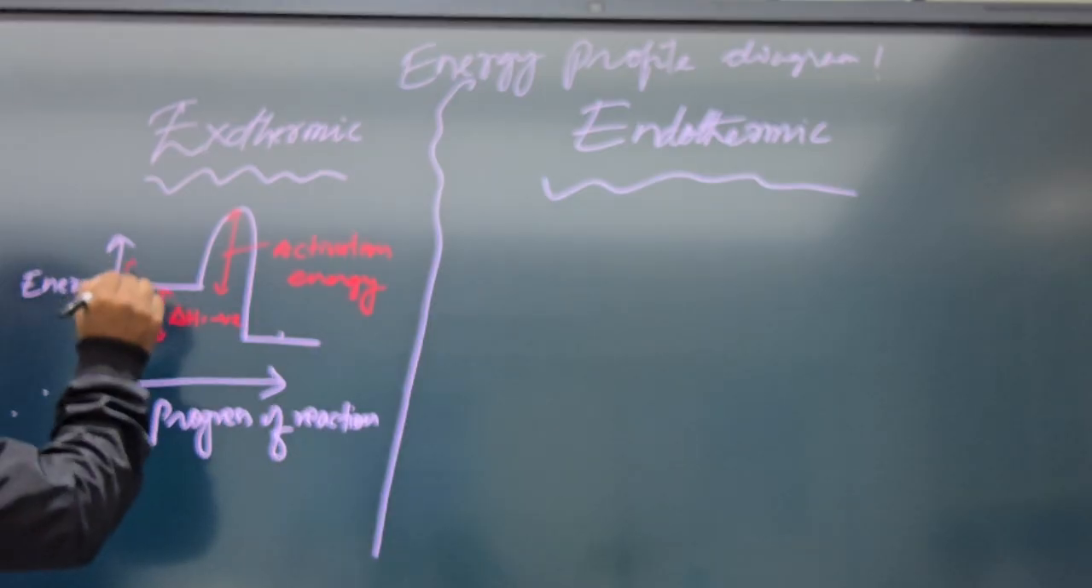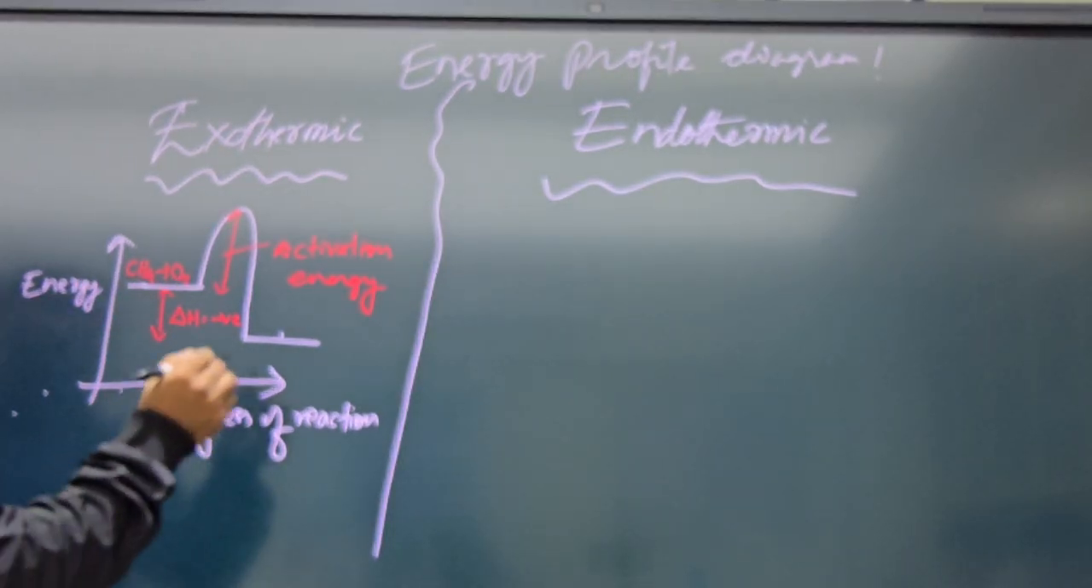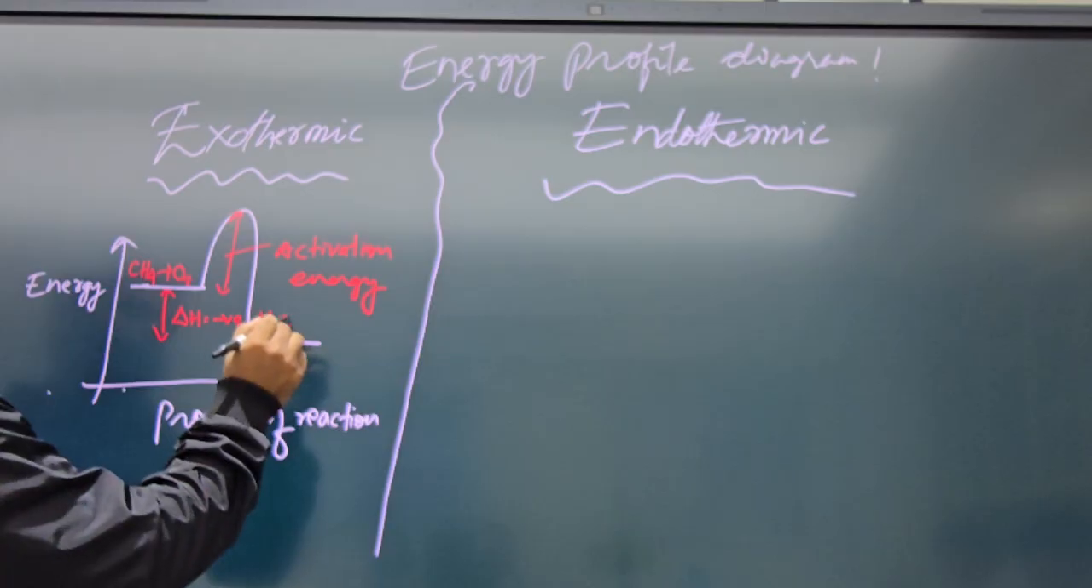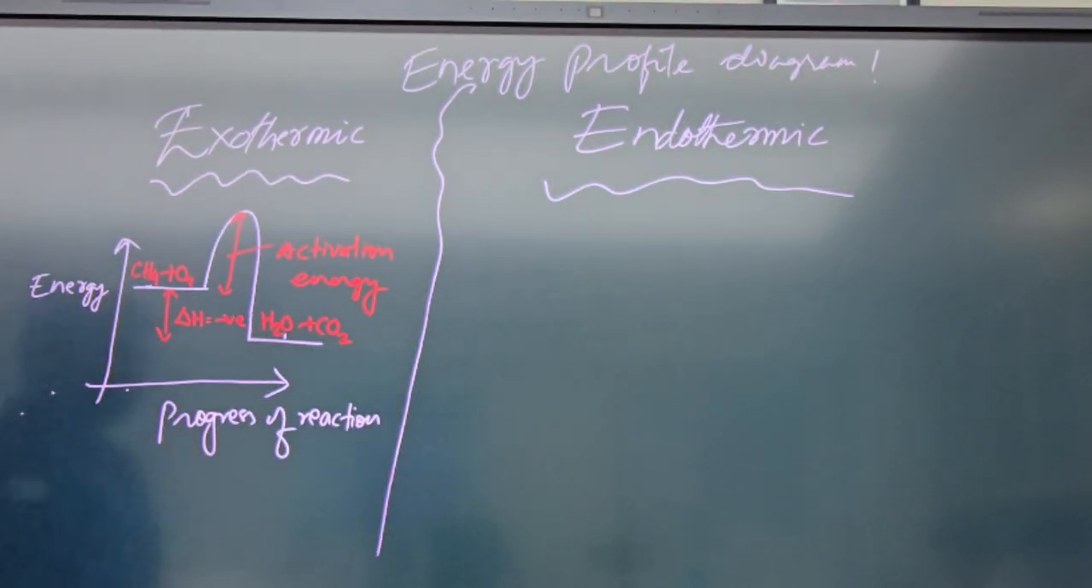Alright. Let me take methane. If methane is burned in the presence of oxygen, it produces water and carbon dioxide gas. This equation can be written.